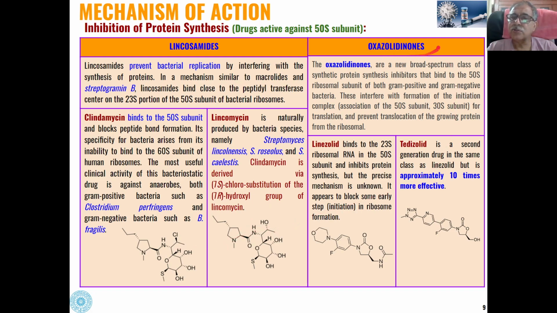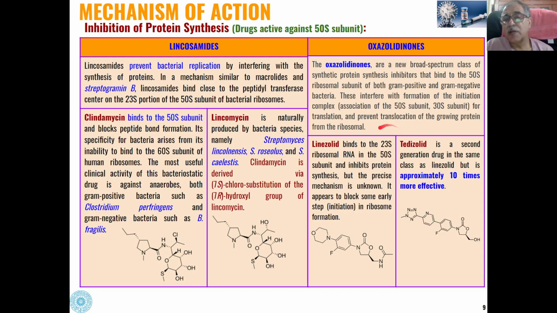Then oxazolidinones, they are a new broad spectrum class of synthetic protein synthesis inhibitors. Again, they will bind to the larger 50S subunit in case of bacteria, and they are effective against both gram positive and gram negative bacteria. And commonly used oxazolidinones are linezolid and tedizolid. Their structure is different.